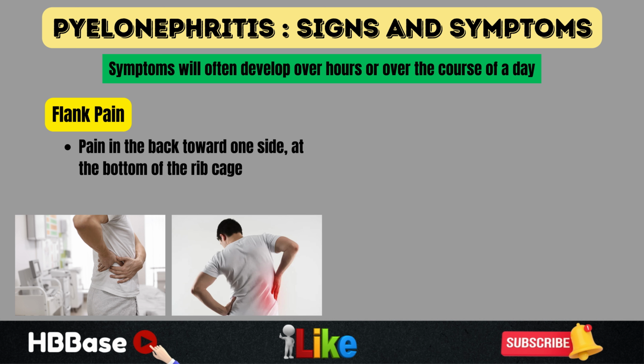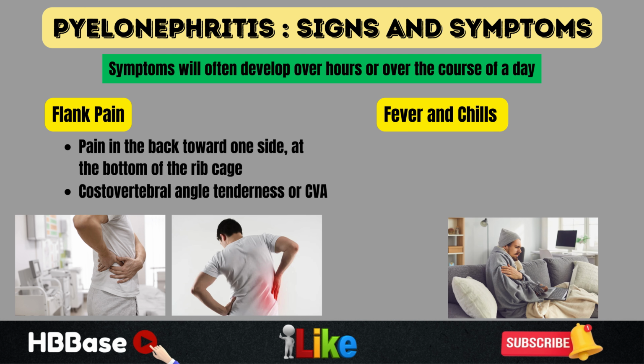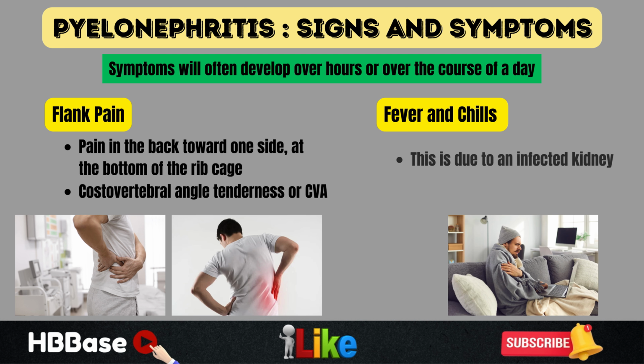So pain in the back toward one side, again, at the bottom of the rib cage. And this can also be known as costovertebral angle tenderness or CVA tenderness. So a clinician will often check for this by tapping their fist on this location. Now, because this is an infection, there can be fever and chills as well. So again, this is due to an infected kidney, and the flank pain and the fever and chills are the two most common signs and symptoms of pyelonephritis.